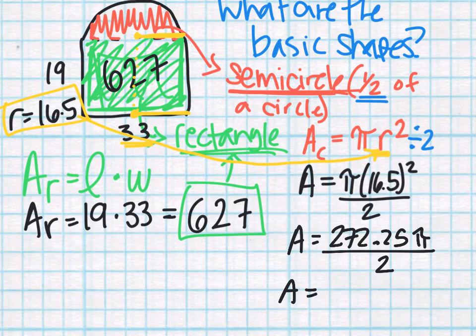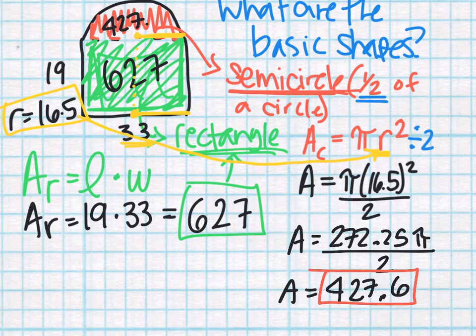So multiply that number by pi and divide it by 2 in your calculator, and you should get 427.6. We're going to round to the tenths. So this is the area of the semicircle, 427.6. Now I need to know what is the total area, all of this together.